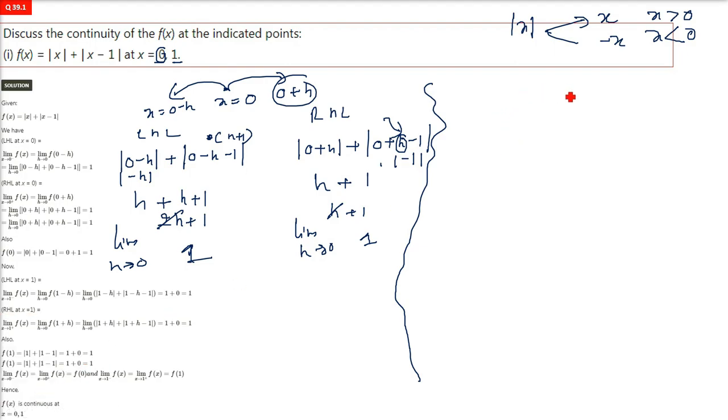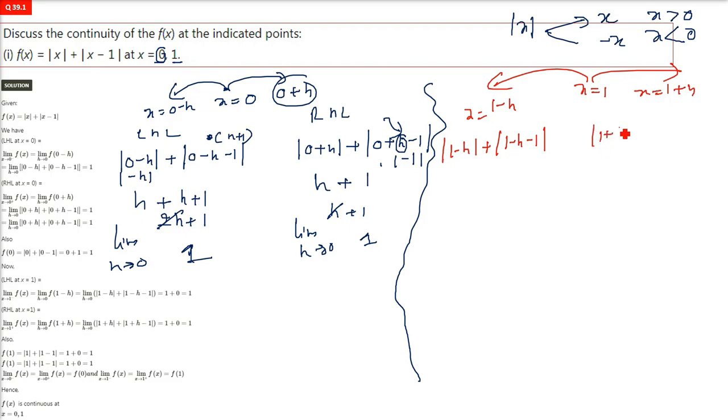The second case is x equals 1. Same thing we are going to do. On the LHL we will put 1 minus h, RHL will put 1 plus h, right? So in this mod x plus mod x minus 1, in place of x, replace it by 1 minus h. So mod 1 minus h plus mod 1 minus h minus 1. And here you'll replace it by 1 plus h. So mod 1 plus h plus mod 1 plus h minus 1.